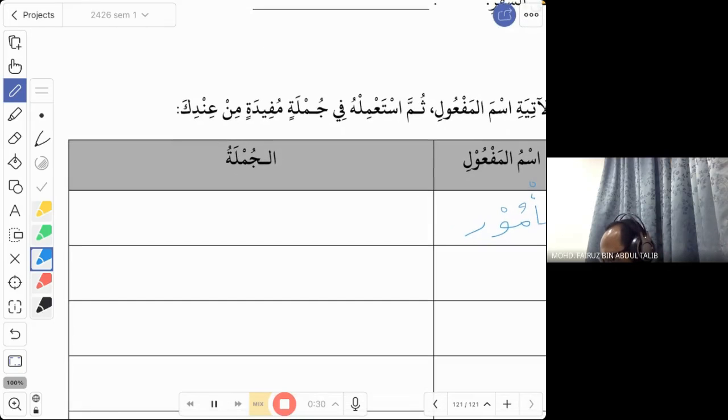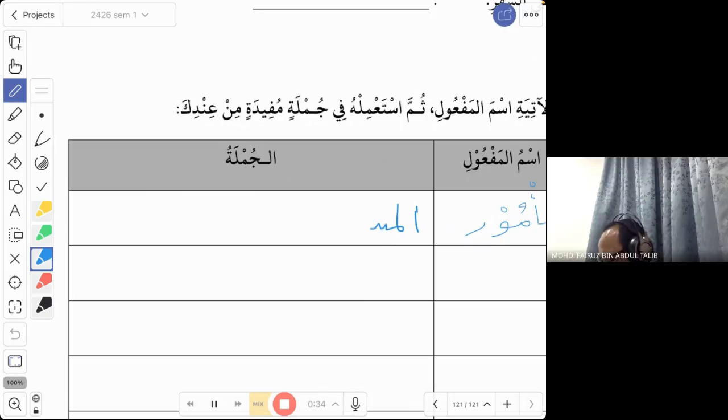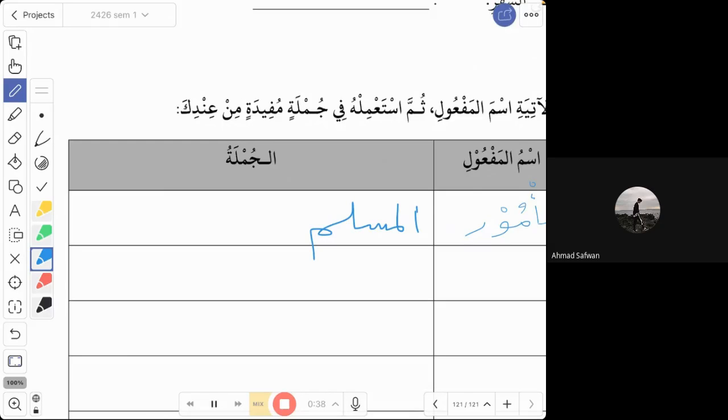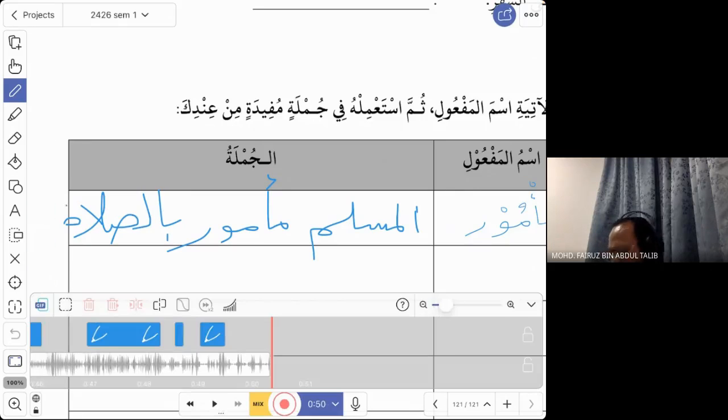Al-Muslim. Al-Muslimu ma'murun bis-salat. Bisalati. Naam, sahih Safwan. Al-Muslimu ma'murun bisalati. Yes, that is a correct sentence. So Muslim is told or is commanded or is asked to pray. Yes. So this is a simple sentence using isim maf'ul.